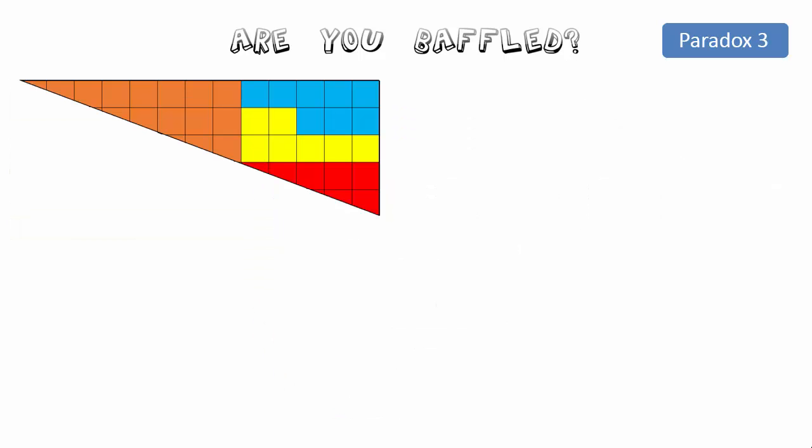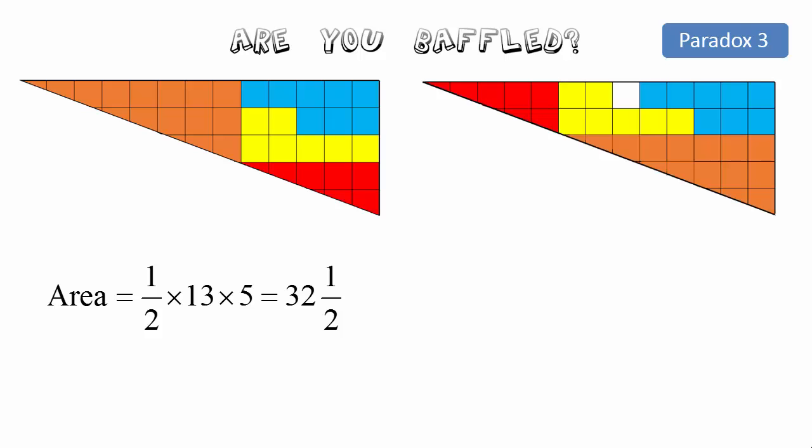Here we have a large triangle consisting of 4 colored shapes. The area of the large triangle, using the formula for a triangle, a half times the base, 13, times the height, 5, is 32.5 square units. Now we can rearrange those pieces to form another triangle, and the other triangle is exactly the same size as the original, but do you notice something?